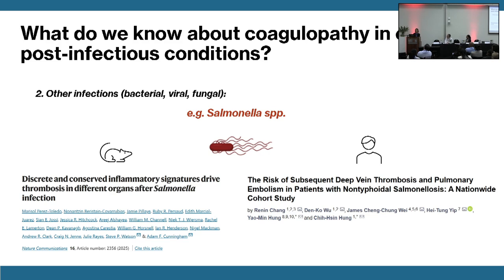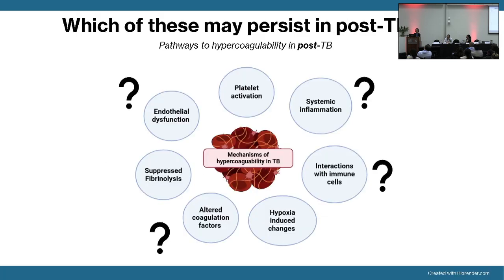These post-infective changes are also seen in other infections, with typhoidal and non-typhoidal Salmonella being the prototypical examples. In mice infected with Salmonella typhimurium, thrombi form in the liver from 7 days after infection and may persist for several weeks. In humans, a large study in Taiwan showed that people previously diagnosed with non-typhoidal Salmonella had a nearly twofold higher risk of new onset DVT and PE.